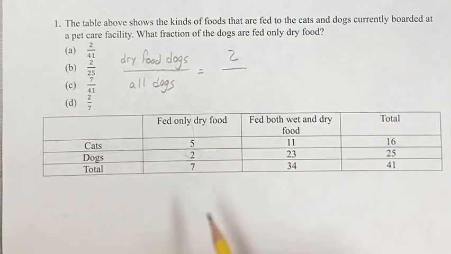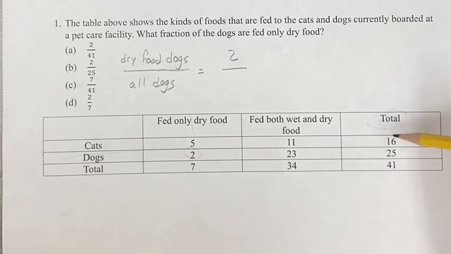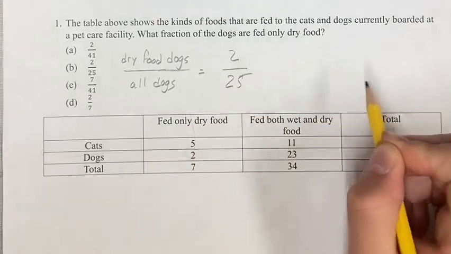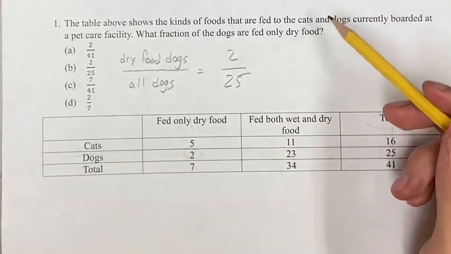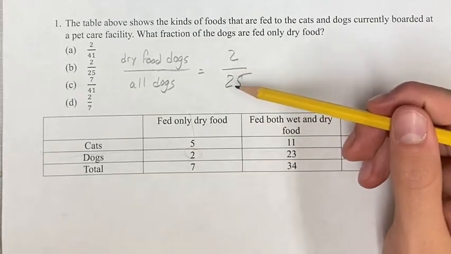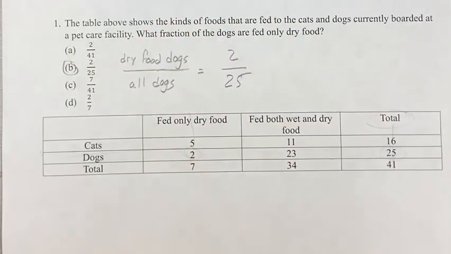Now we're looking for the total dogs. So the total column here for the animals is here, and that lines up with the dogs right here, so you get 25. So what fraction of the dogs are fed only dry food? Well, it's 2 dogs out of the 25, so your fraction is 2 over 25, which means B is going to be your final answer.